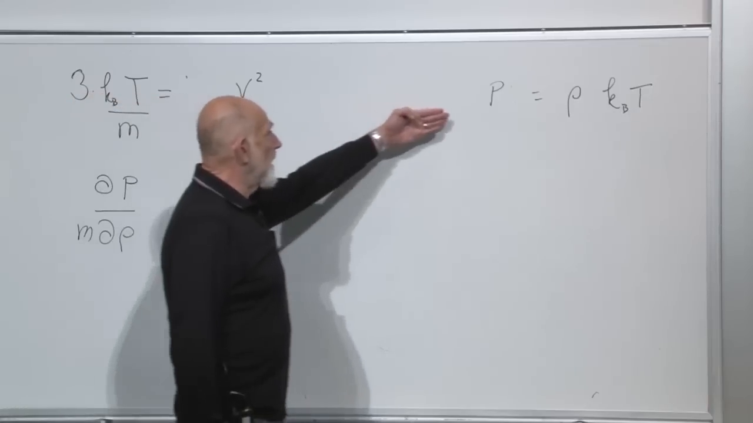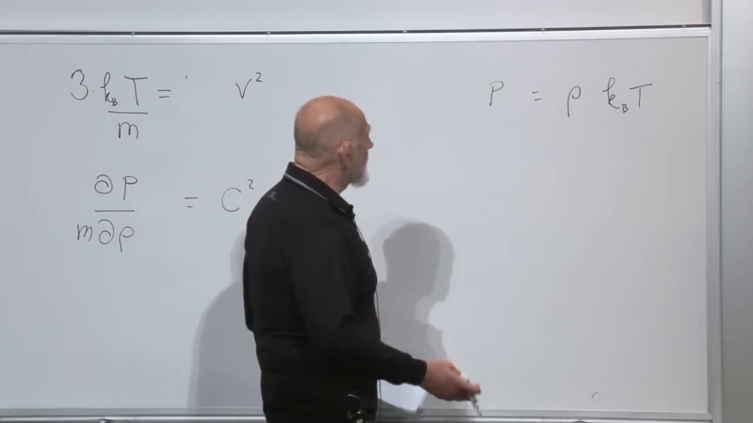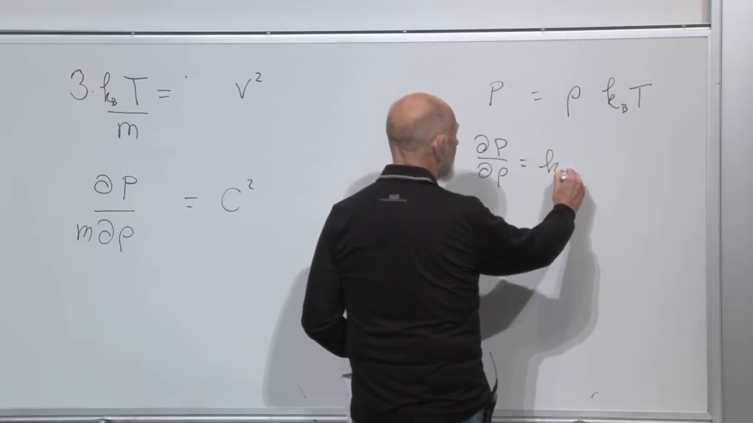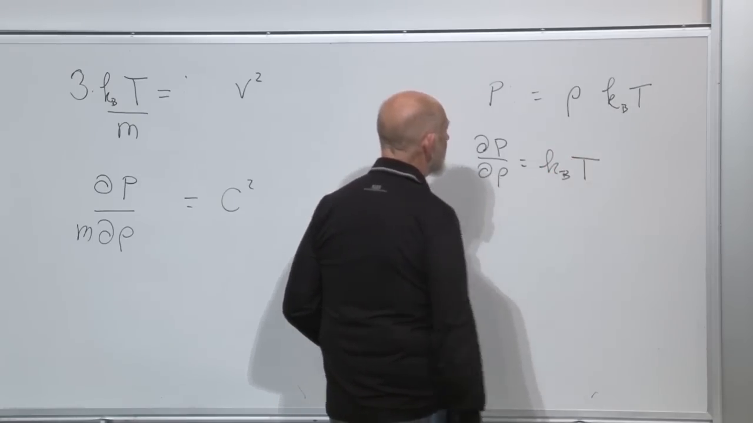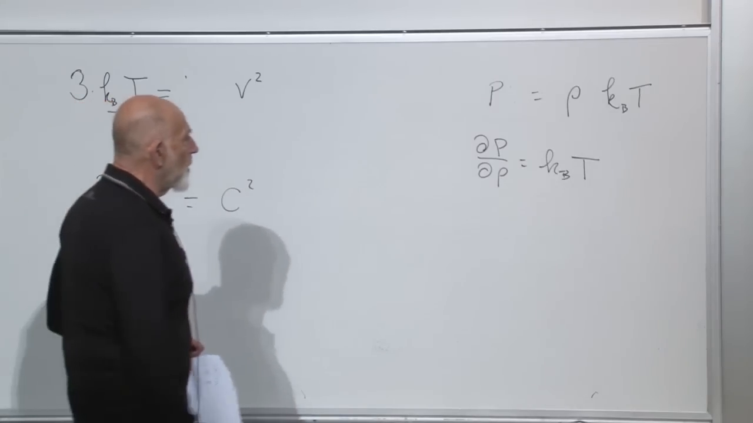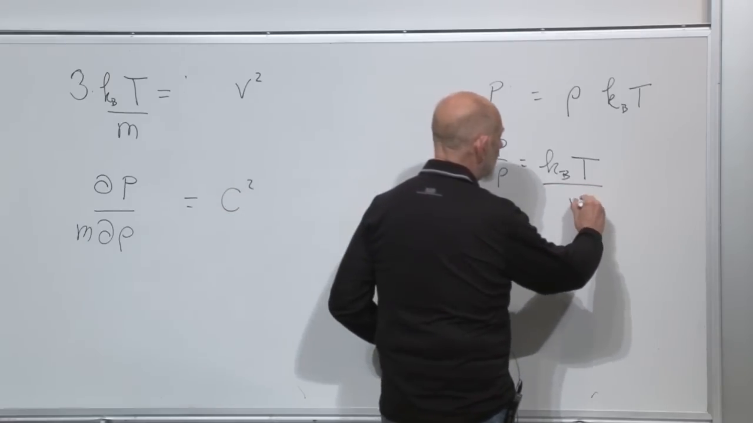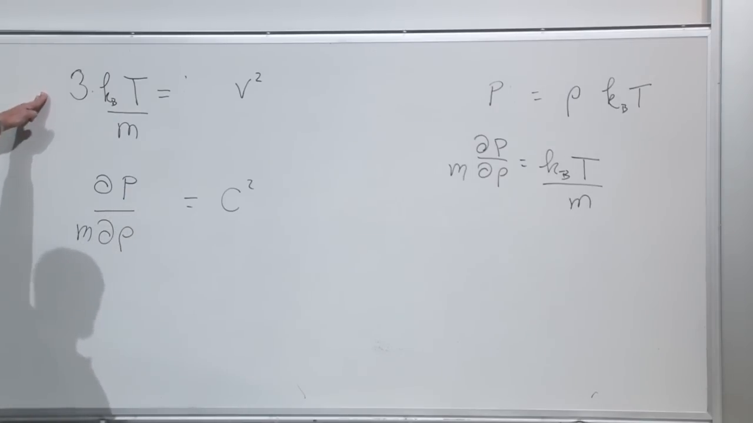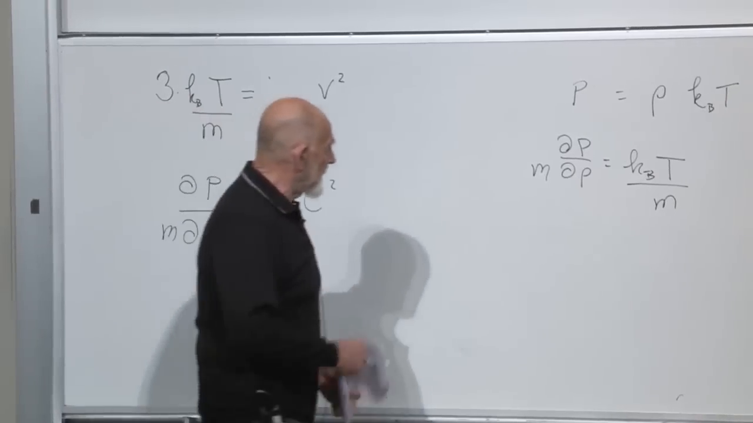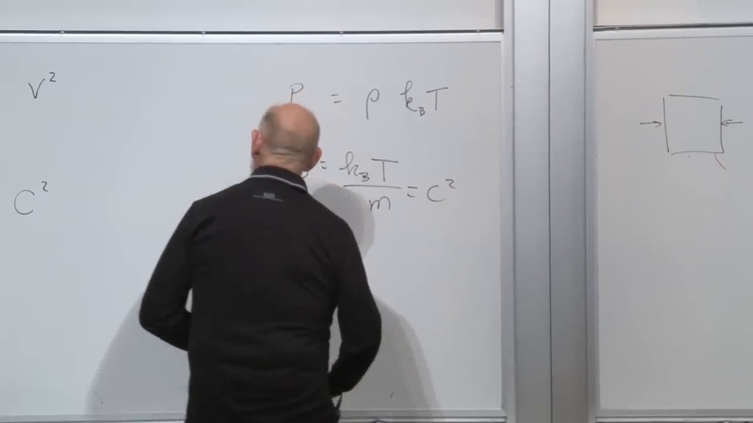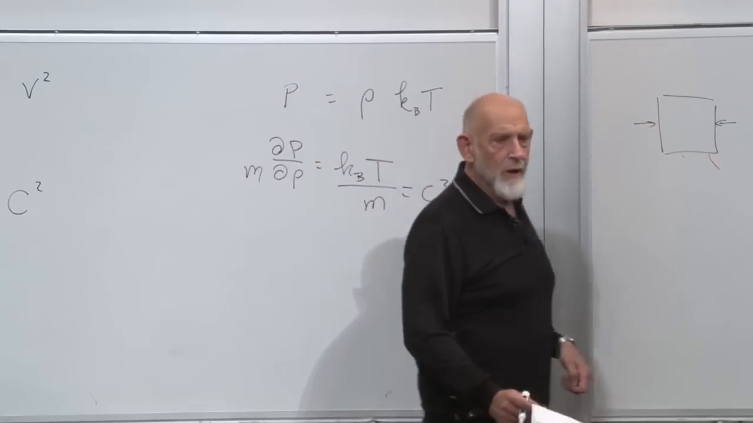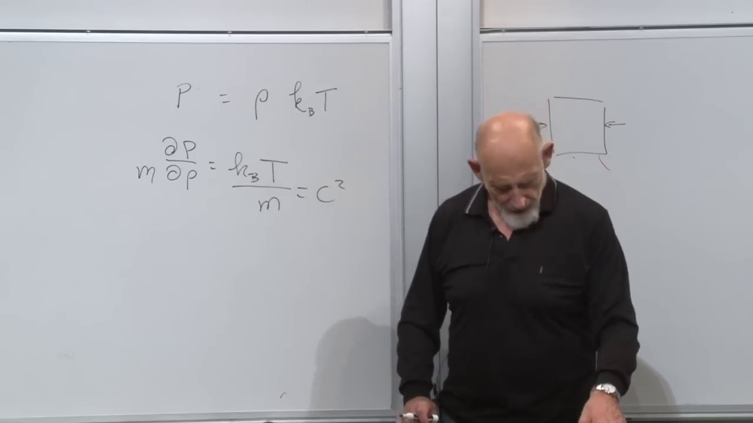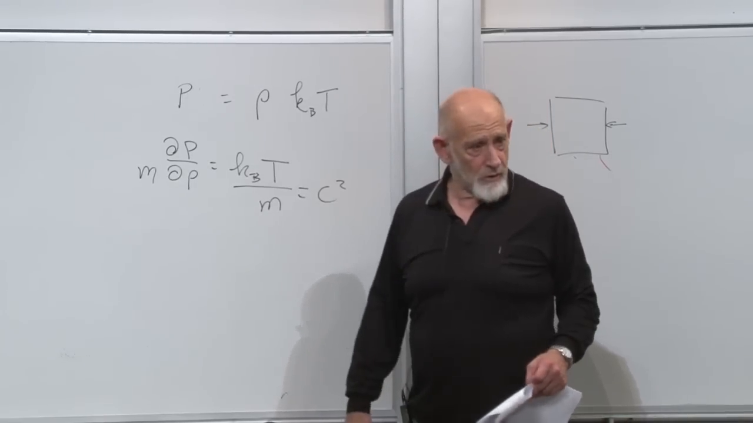So this is the formula. Here we have P as a function of rho. What is the derivative of P with respect to rho? Derivative of P with respect to rho is equal to K Boltzmann T. Just differentiating. And then we divide by one more mass, and we get K Boltzmann T over M. Not quite the same formula, but for the velocity itself, this is the square of the velocity. This simplistic formula is wrong by a factor of square root of 3. Square root of 3 is 1.7, so it's not so bad. But order of magnitude, it's essentially correct.